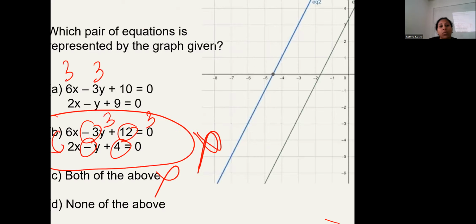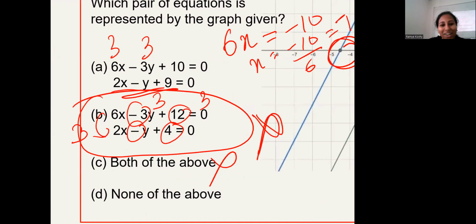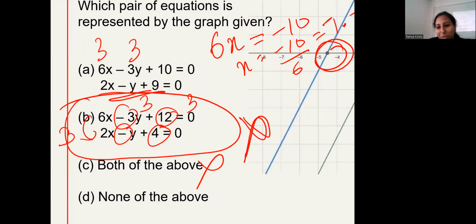So equation 1, okay. If you see the next line, if I put y is equal to 0, I will get 2x is equal to minus 9, x is equal to minus 9 by 2, which is minus 4.5. That is also matching, minus 4.5, right? So yes, we can be sure the answer is not option D, none of these. Answer is option A only.